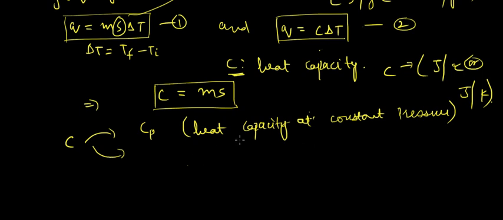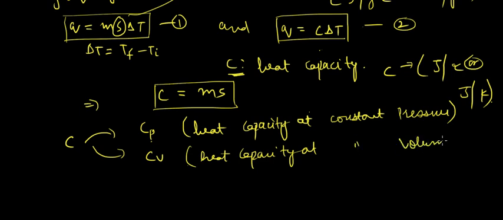Okay, so heat capacity can take two forms, which is cp and cv. Sorry, cp is heat capacity at constant pressure and cv is heat capacity at constant volume.